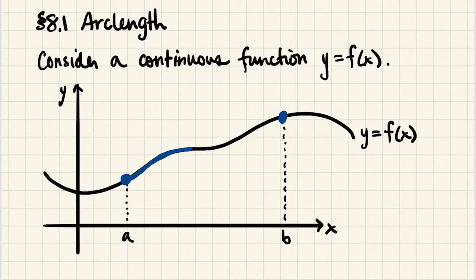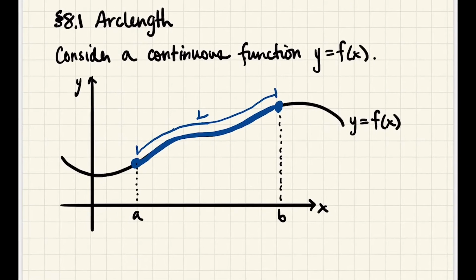So in other words, if we took a string and very carefully laid it along the curve, and then we just pulled the ends of the string, so the string was taut in a straight line, what would be the length of that straight line? That's what we're interested in. So this is called an arc length. We can call that length L.